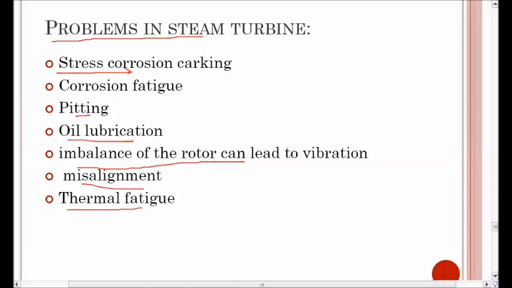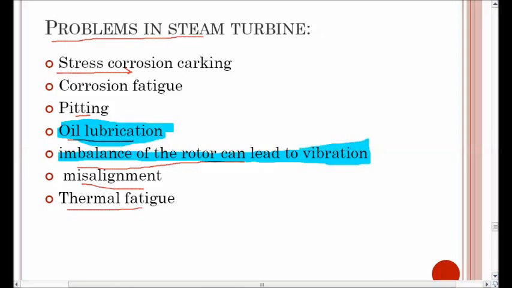So from our point of view, oil lubrication is a problem in a steam turbine which will be of interest to us, and an imbalance in the rotor can lead to vibration. In a steam turbine, monitoring of vibration is a very important thing which we should measure in a rotary body. So only these two parts will be of much more interest to us in the instrumentation.